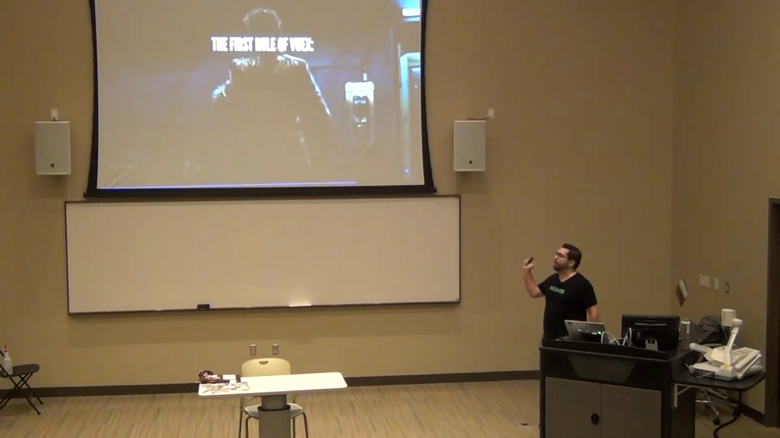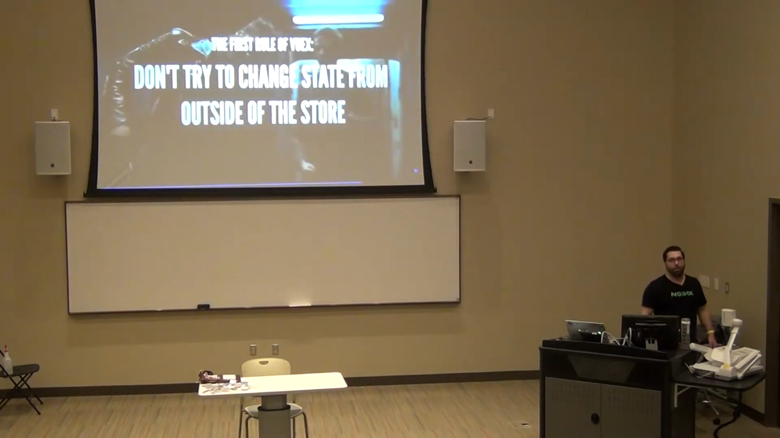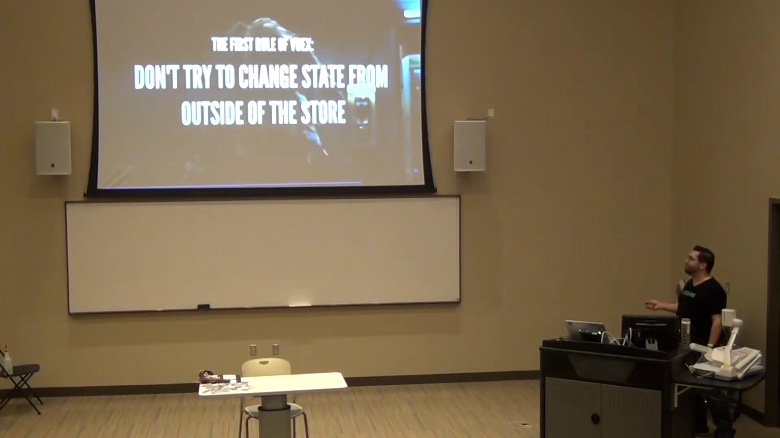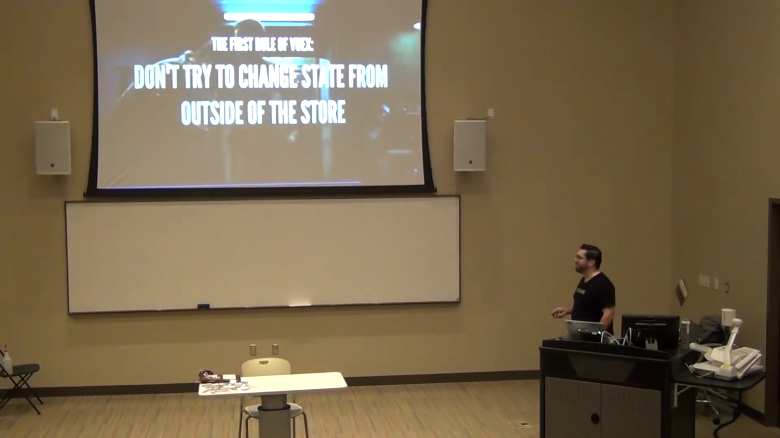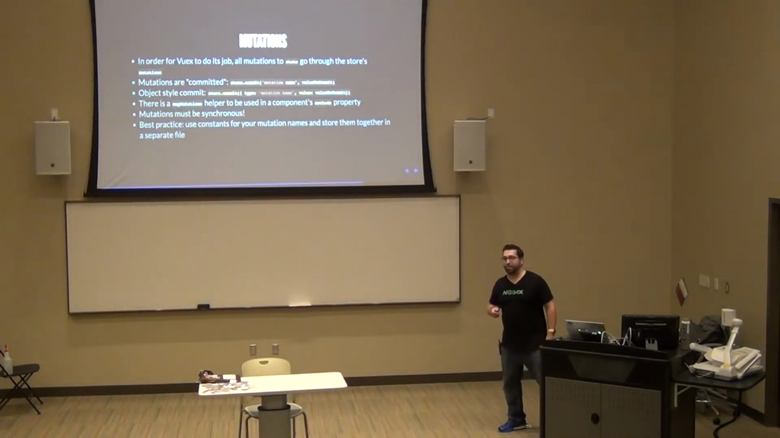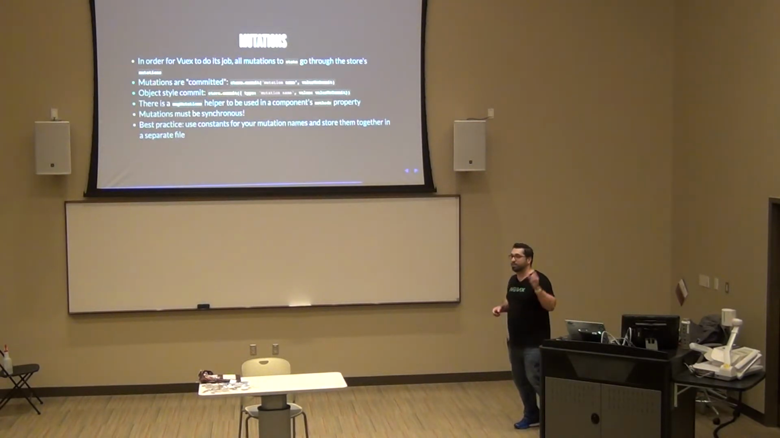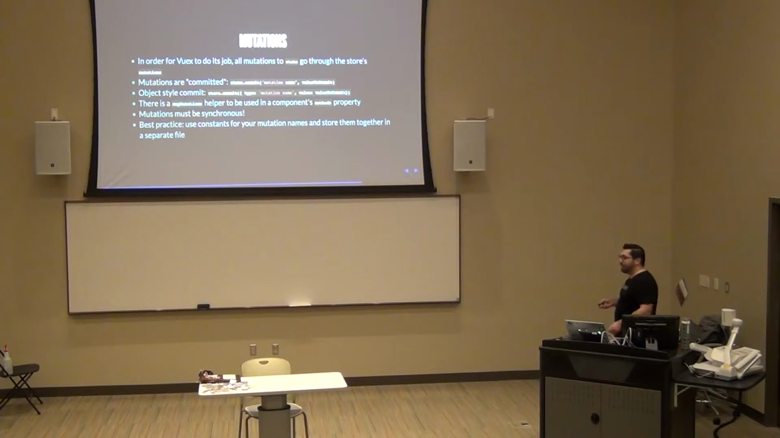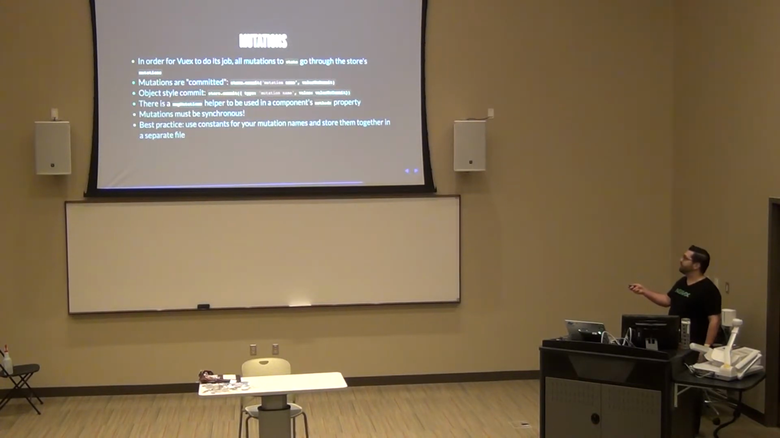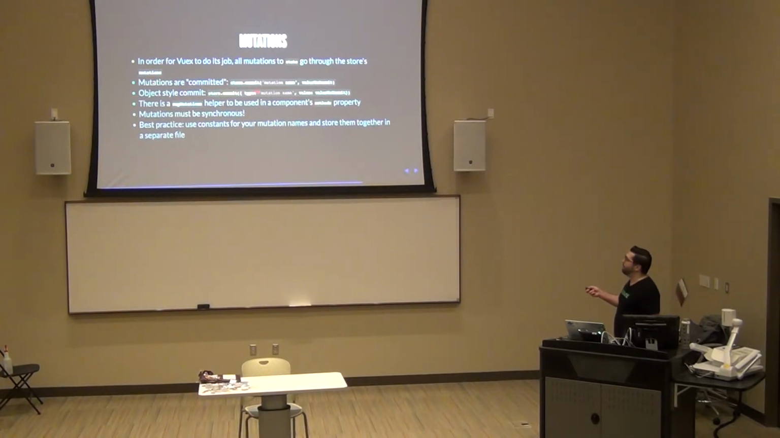First rule of Vuex: don't change state from outside of the store. That's what mutations are for. In order for Vuex to do its job, all the mutations go through the store's mutation section. And mutations are committed. So you have a syntax store.commit. You give a mutation name and a value to commit, or you can do it as an object. The mutation name becomes a type property. It must be called type. That is a requirement there.